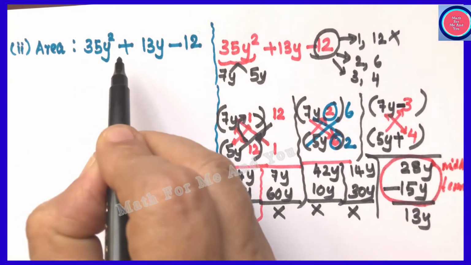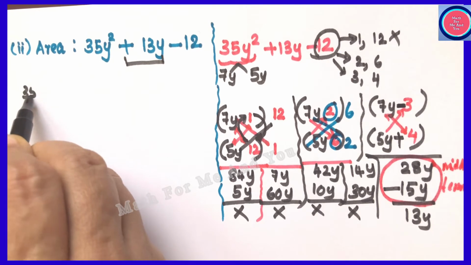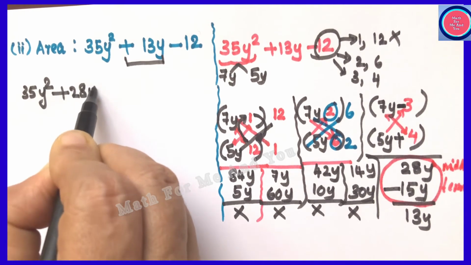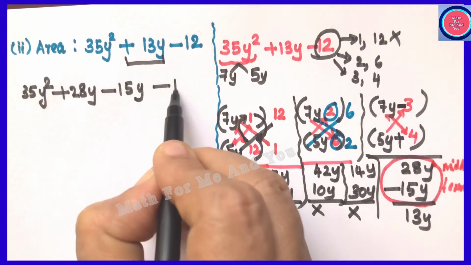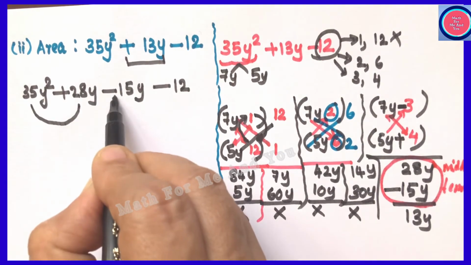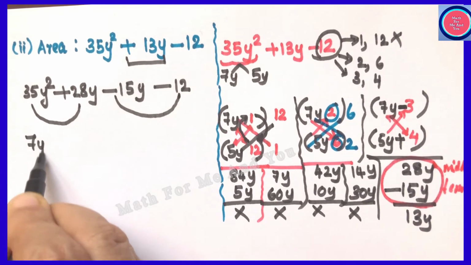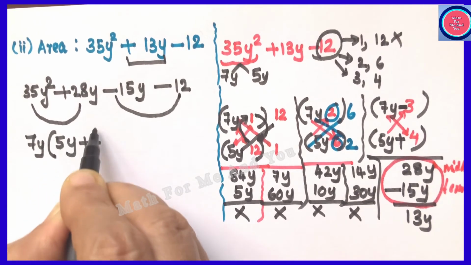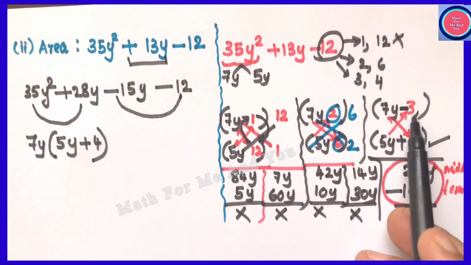Now we are going to find the factors by splitting the middle term of this area. First term we are writing same as it is, 35y square plus 13y we are going to split as 28y minus 15y. Then minus 12 we write without having any change. Connect the first two terms and the last two terms. Take the common factor from these two terms separately. From the first two terms we could write 7y as a common factor. Inside the bracket we will be getting 5y plus 4, and we can see 5y plus 4, one of the factors is ready. Now we need 7y minus 3.